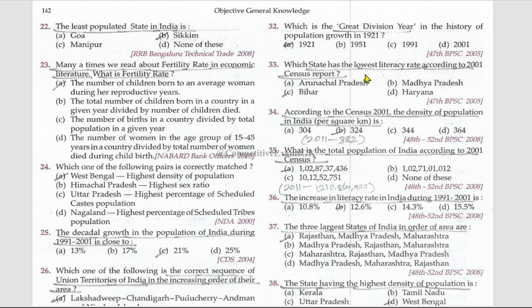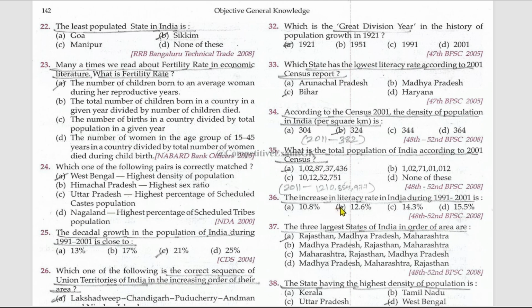Which state has the lowest literacy rate according to the 2001 census report? That is Bihar. According to the 2011 census also, Bihar has the lowest literacy rate. According to census 2001, the density of population in India was 324 per square kilometer. But according to the 2011 census, it is 382 per square kilometer. What is the total population of India according to the 2011 census? That is 1.2 billion.